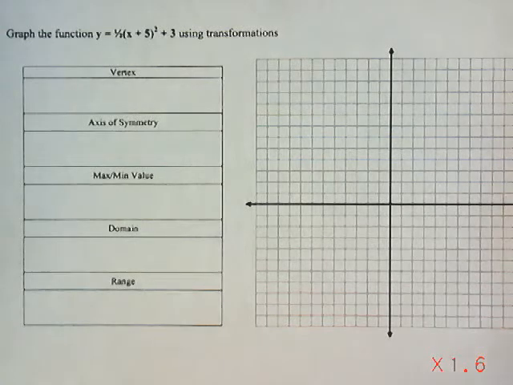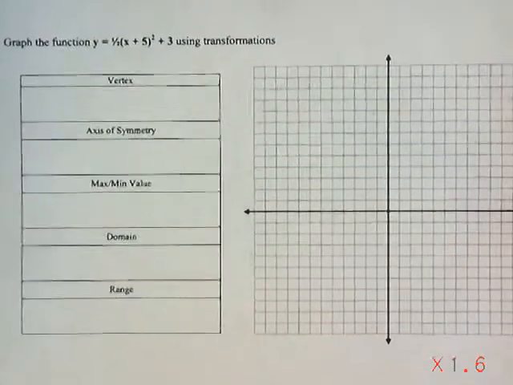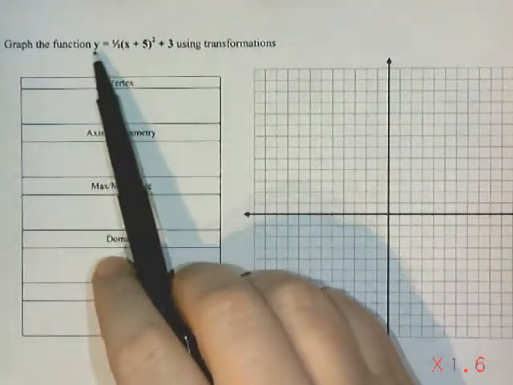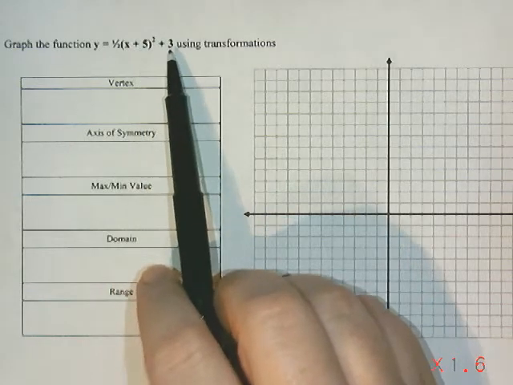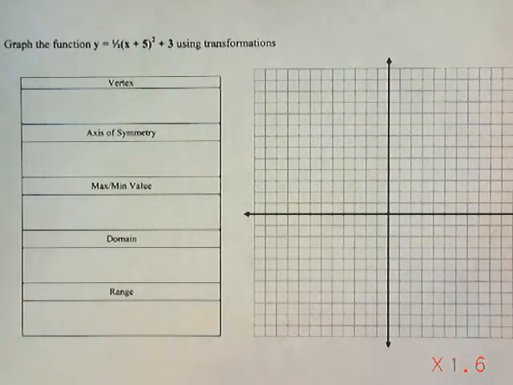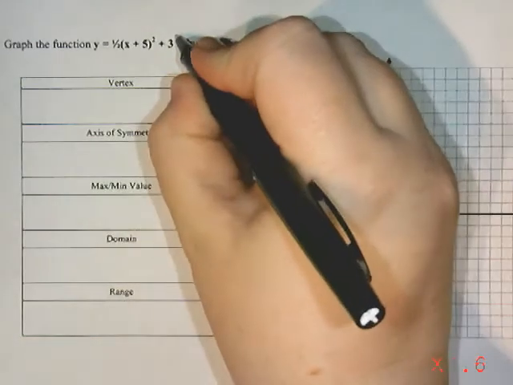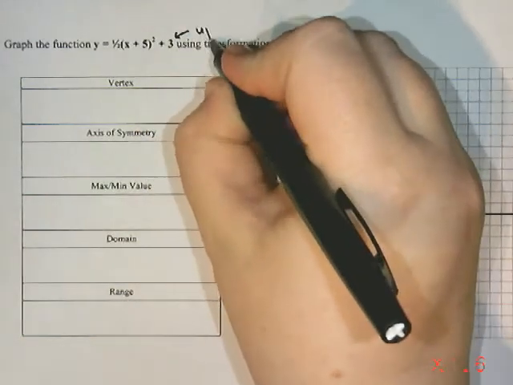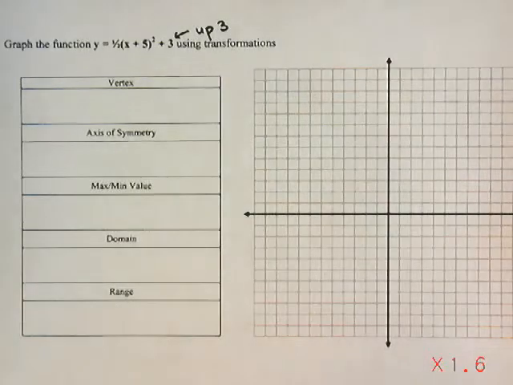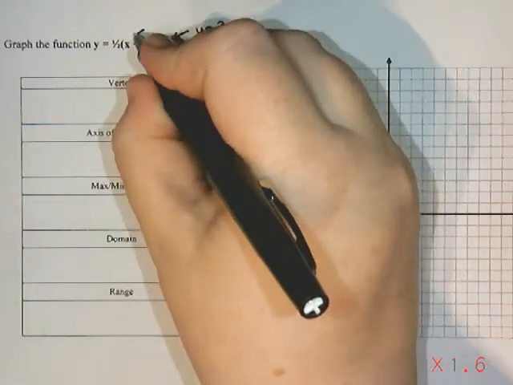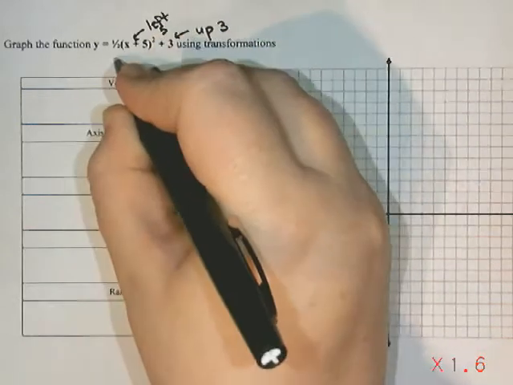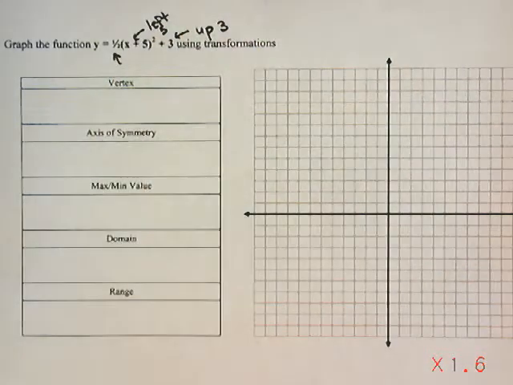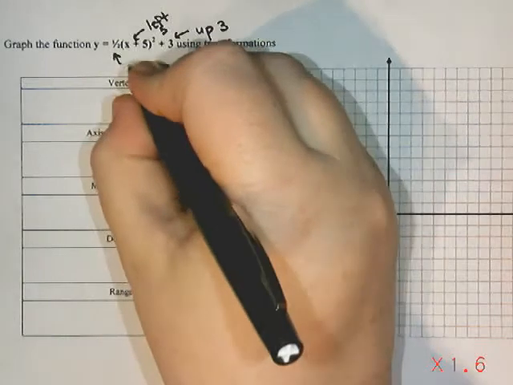This is part 2 of our lesson on transformations. This time we're going to look at a slightly different function. We've got y = (1/2(x + 5))² + 3. So the first thing we want to do is list our transformations. The +3 is going to go up 3. That x + 5 there, that +5 is going to go left 5. And the 1/2 is a compression of 2.